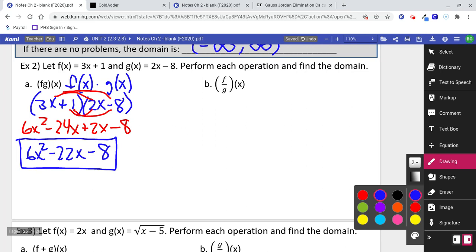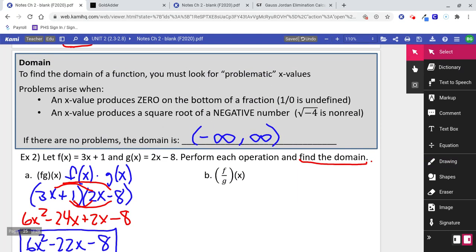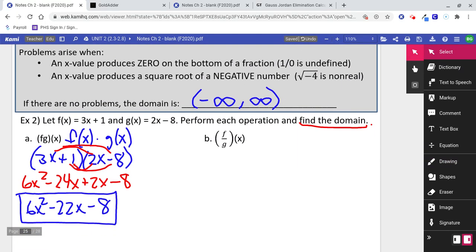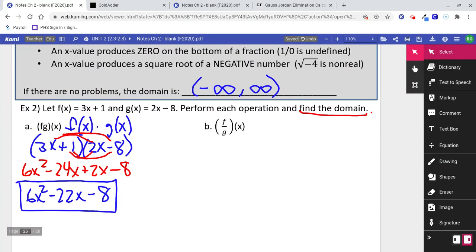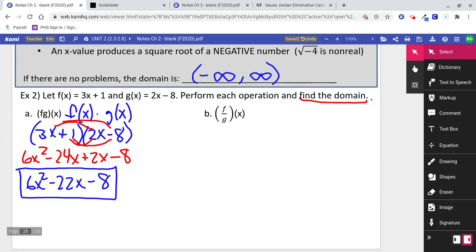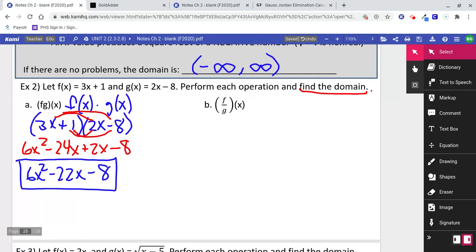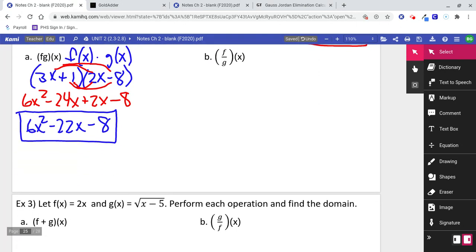There's the product. Okay, that's the answer. But it also says to find the domain. Okay, and that's tricky. Most of the time, or a lot of the times, it's going to be all real numbers. But to find the domain, you have to look for problems. Problems arise when you get a 0 on the bottom of a fraction or a negative inside of a square root. So when we look at this problem, I don't see that happening.